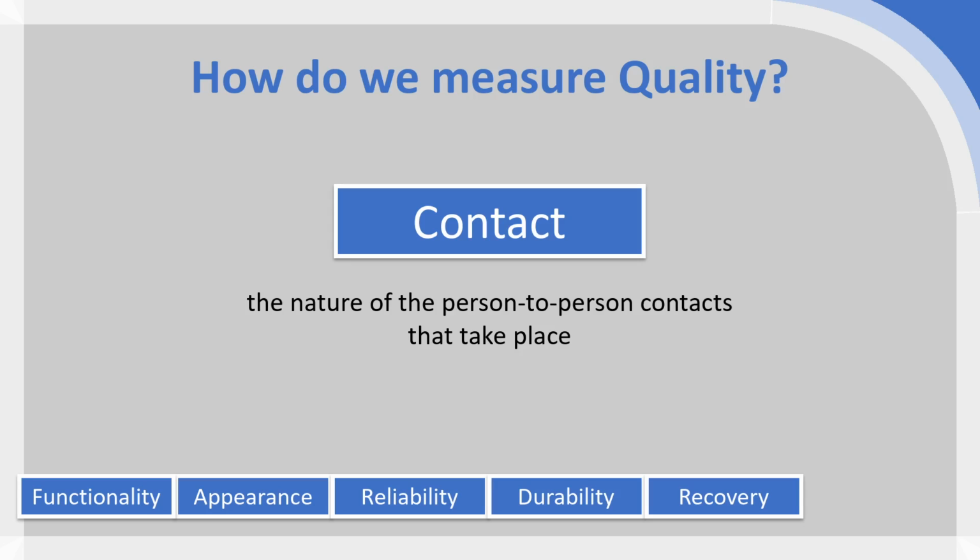This is a fairly complex area to measure because it really does depend on gaps, and we have a gaps model. So looking at the gap between customer expectation and customer perception is usually the key one. But understanding the quality of the person-to-person contact, the nature of the person-to-person contact, really does help us understand the quality of service that's being delivered. So what kind of contact do we expect?